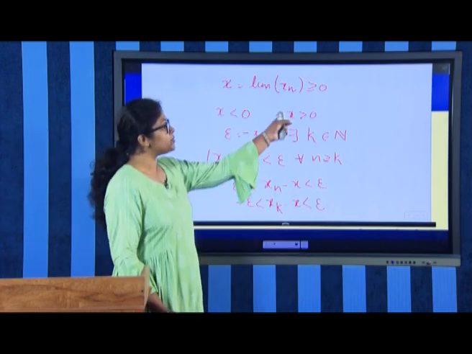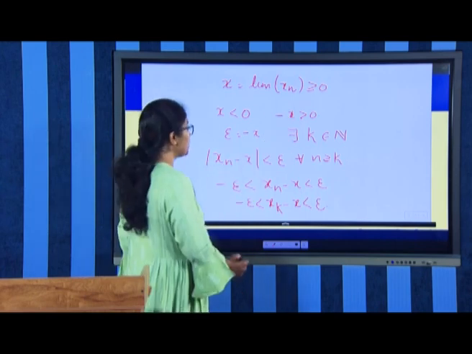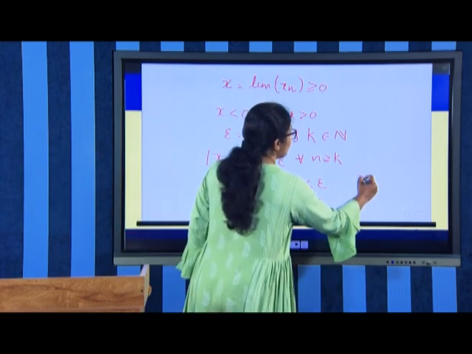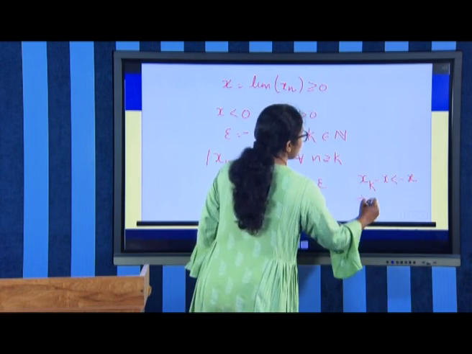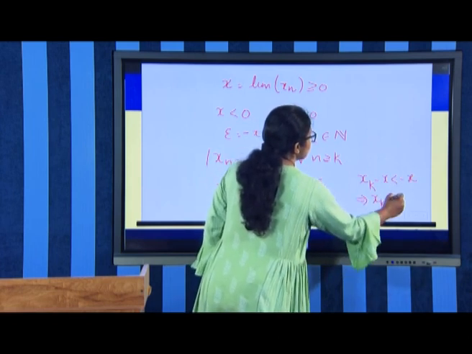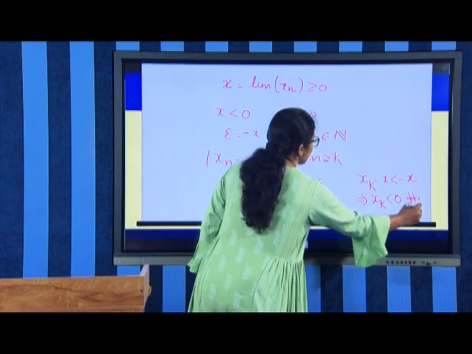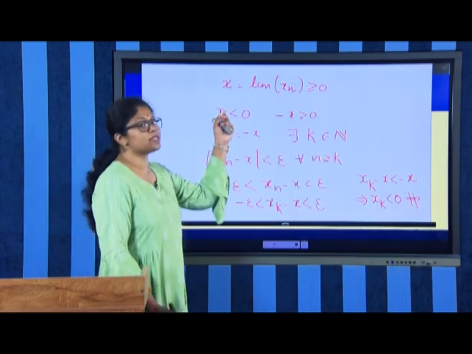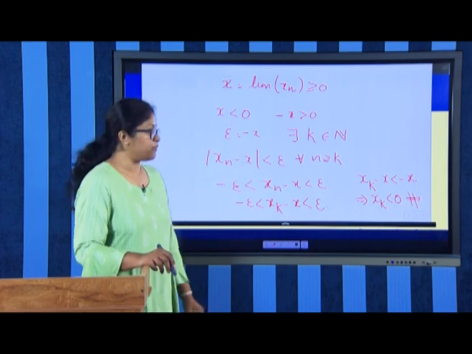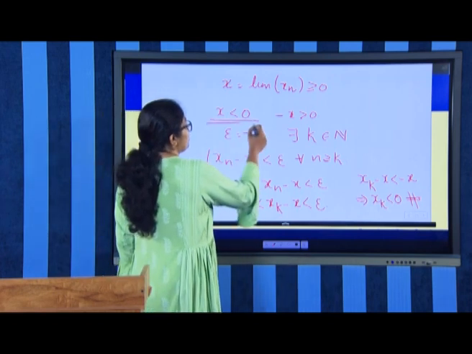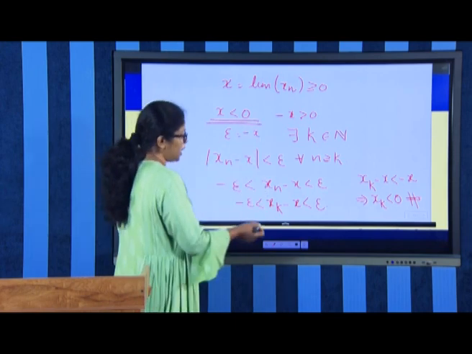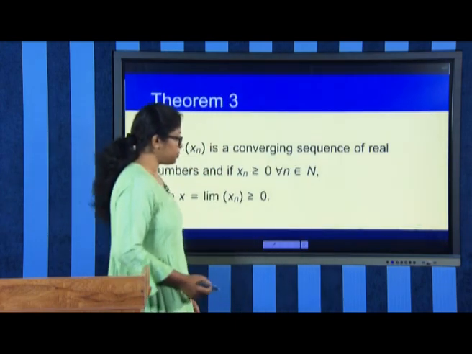So, we have taken epsilon to be negative x here. So, you will be getting xk minus x is less than negative x, which shows that xk is less than 0, which is a contradiction, because all our xn's are given to be non-negative. Why is that a contradiction? Because we have assumed x less than 0, so this is wrong. Therefore, x is also greater than or equal to 0.